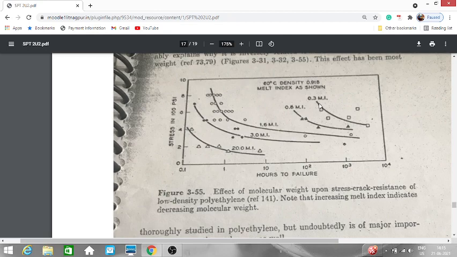And this is the melt index. Increasing the melt index indicates decreasing molecular weight. Here the melt index is high, 20, which indicates decreasing molecular weight. So this has the least molecular weight. Even at a low stress of 4, the hours of failure is only 10 hours. Then, when the melt index is reduced, the molecular weight is increased, so the hours of failure is increased, like that.